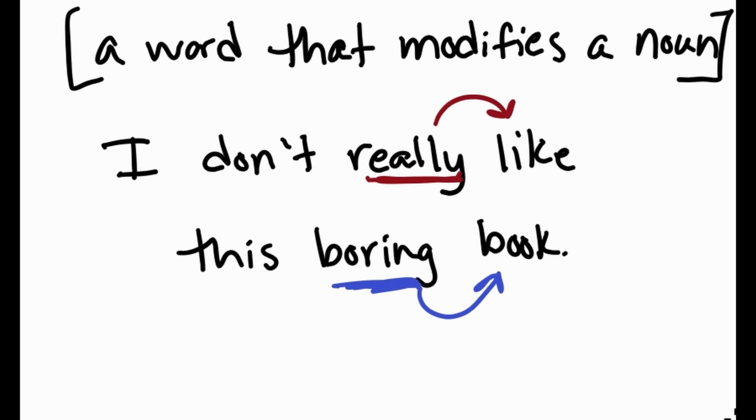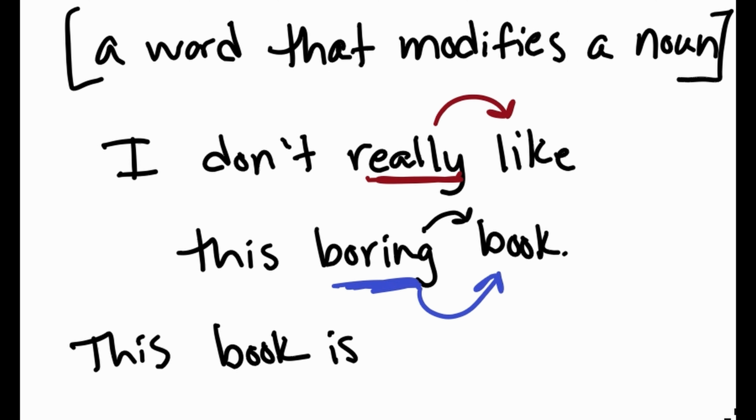And notice, once again, it is right up next to book. It's right next to it. They're not separated. Now you could say, this book is boring. Yes, you can. Is is a verb that is linking the words book and boring. It is linking the two of them together. This book is what? It is boring. Boring is still our adjective, even though we've got this word in between.